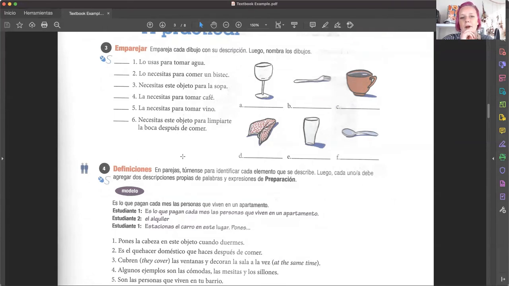It says pair up each dibujo. What's that word in English? Drawing with its description. Then name all of the drawings. You see me work bilingually here. Now, tell me what you think. Is this a proficiency-oriented activity? Yes or no? And don't worry about whether it's interesting or not, because honestly, it's a textbook. None of them are going to be interesting. But proficiency-oriented, yes or no?